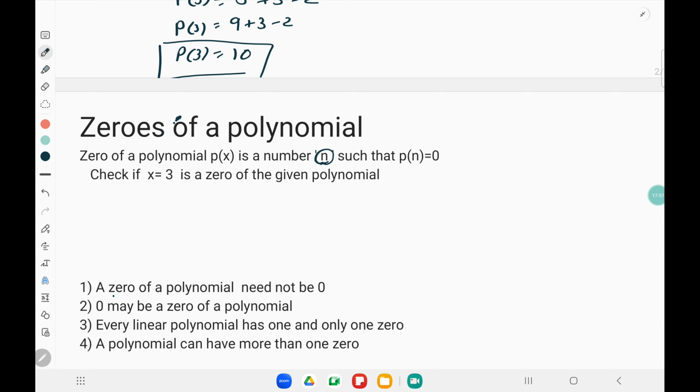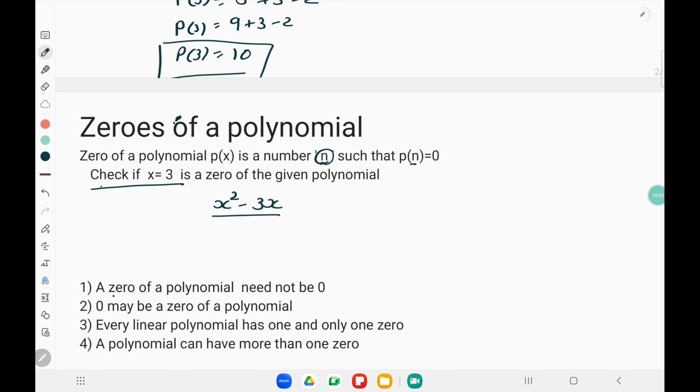So what do we call a zero of a polynomial? When we put any value into any polynomial and at the end we get the answer 0, then that value is a zero for that polynomial. Okay, let's see one example. If I say x square minus 3x. So here what do we have to do? Check if x = 3 is a zero of the given polynomial.